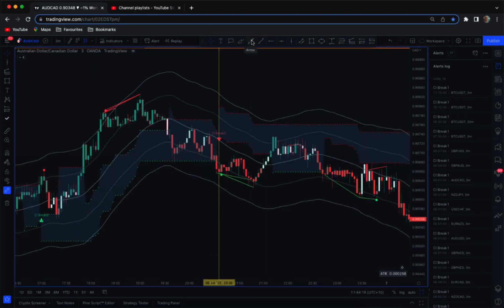We don't need it. Where the breakout is, you can mark that up with a vertical line. Pick up the arrow tool. Where the breakout is, this is a break of structure. Look left, find the most recent low where the breakout occurred and mark it up. Okay, here's where it gets interesting.